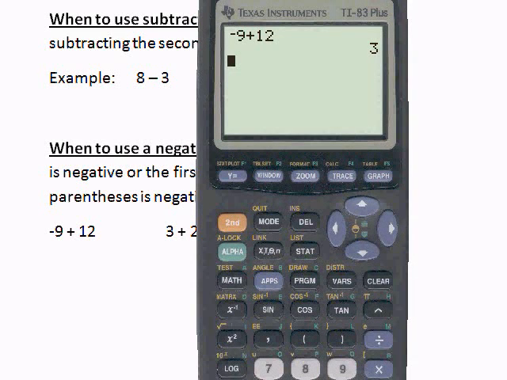Now let's take a look. What happens if we tried to use -9 plus 12?